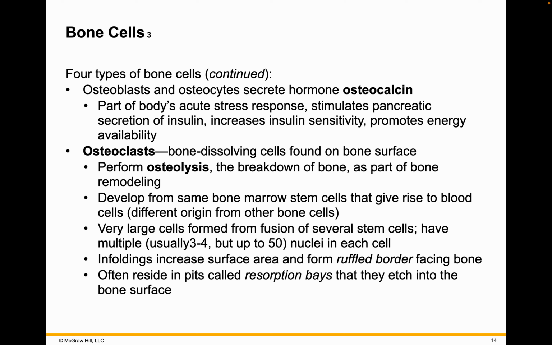Osteoclasts are bone-dissolving cells. They're found on the surface of bones. They perform osteolysis, which is the breakdown of a bone, as part of remodeling. They develop from the same bone marrow stem cells that give rise to blood cells. They're a different origin than other bone cells. These are very large cells formed from the fusion of several stem cells. They have multiple nuclei, 3 to 4, maybe up to 50 in each cell. They have infoldings that increase the surface area, form a ruffled border that faces the bone, and they often reside in pits called resorption bays as they etch into the bone surface.